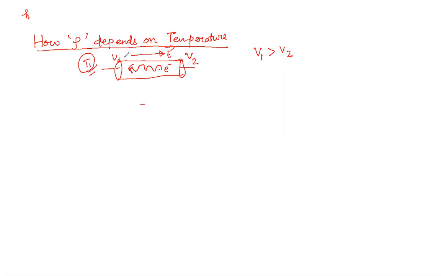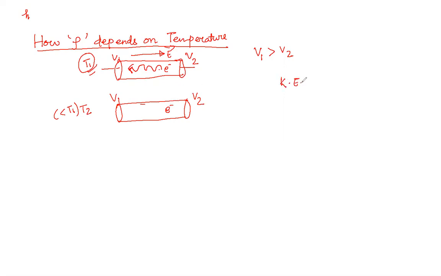If I say that I'm going to keep the potential difference constant between V1 and V2, and still V1 is greater than V2, but I'm going to put a temperature T2 which is less than T1, this temperature T2 is less than T1. So what will happen to the electron? Here, a few phenomena are going to take place.